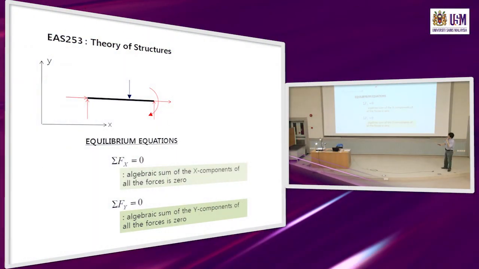Okay? So this means the algebraic sum of the x components of all the forces is zero, so you have to consider the positive and negative signs here. The sum of all the forces in the y component is zero. If this is your y, and this is positive, then the positive of this, plus the negative of this, plus the negative of this, must be zero. So that is the meaning. Algebraic sum means you have to consider the positive and negative signs. Or you can put going down equal to going up on this side, and here you can put going to the left equal to going to the right on this side.